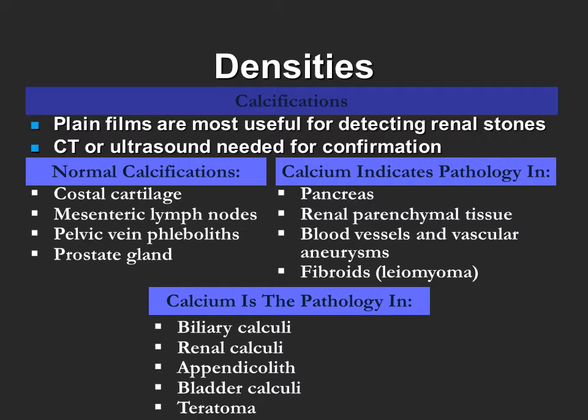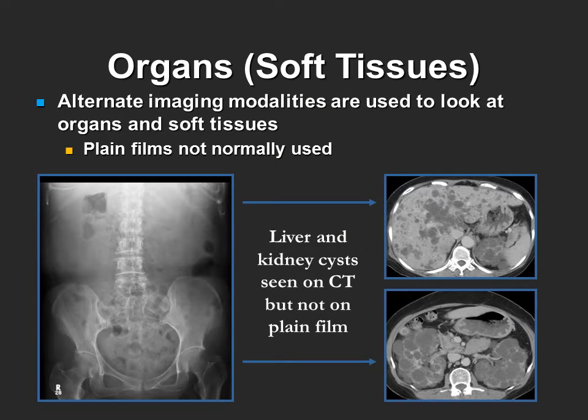A finding of abdominal calcification on a plain film should be confirmed by a CT or ultrasound. Of all of these calcification types, plain films are the most useful for detecting renal stones. Alternate imaging modalities are used to look at organs and soft tissue, as the visualization of organs and pathologies within them on plain films is poor. For example, the plain film shown on the left appears normal, but the two abdominal CT scans of the same patient shown on the right reveal multiple liver and kidney cysts.